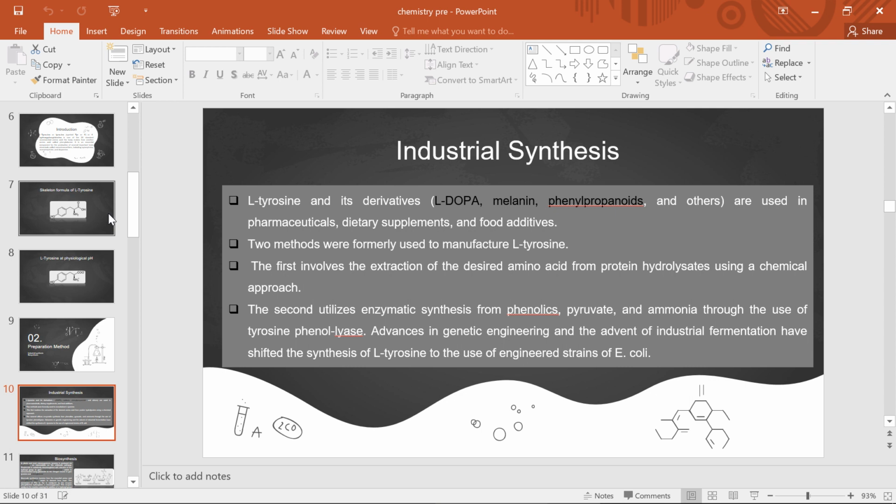Pyruvate is a molecule which we get through the glycolysis process, in which glucose is broken down into 2 pyruvate molecules, and ammonia through the use of tyrosine phenol-lyase. Advances in genetic engineering and the advent of industrial fermentation have shifted the synthesis of L-tyrosine to the use of engineered strains of E. coli, that is a bacterium called Escherichia coli.